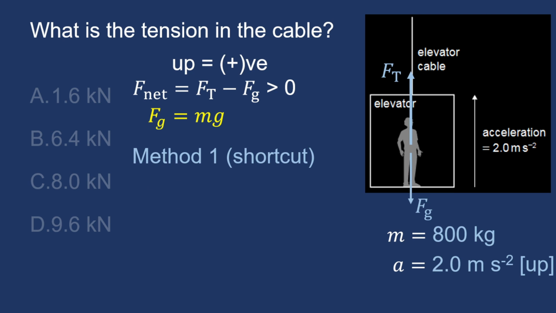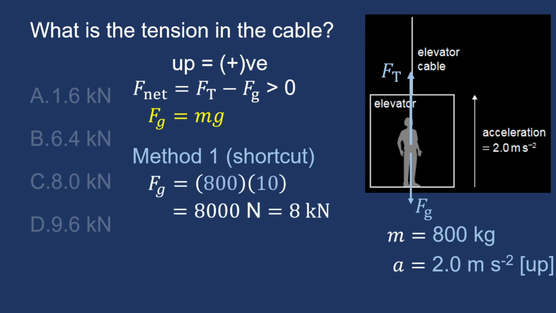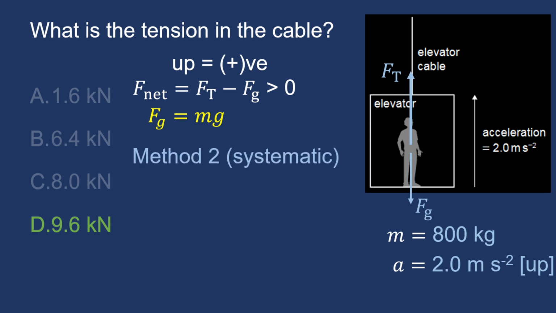We can use 800 for m and 10 for g for a weight of 8,000 newtons, or 8 kilonewtons. We know tension has to be greater than weight in order to accelerate up, and there's only one choice greater than 8 kilonewtons. The more systematic method is to actually find this value.